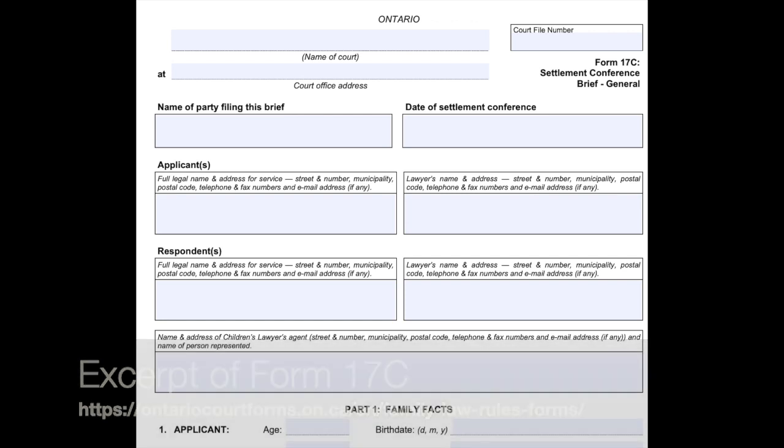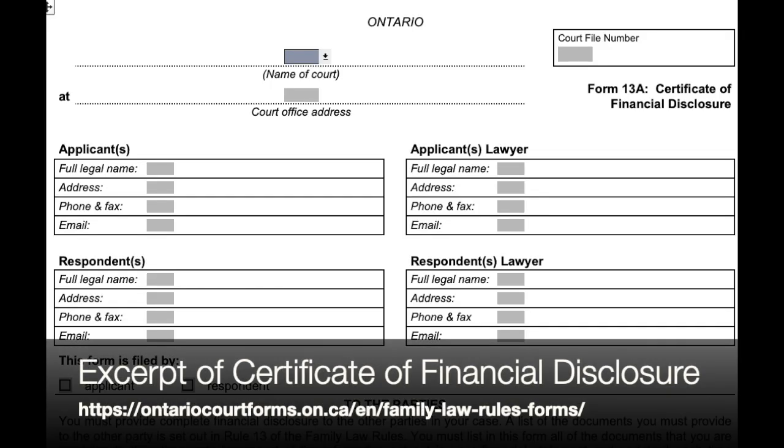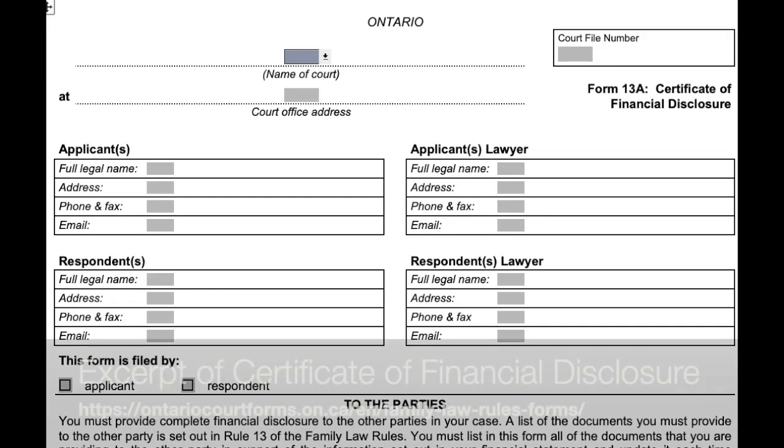Additionally, what you need to do for a settlement conference is file a certificate of financial disclosure. So this whole thing about financial disclosure becomes very, very important when you're dealing with support and property issues. If those are issues in your case, you will actually have to serve and file a certificate of financial disclosure on the other side, which confirms saying, I have provided you with the following financial documents. And that gets filed with the court. And then the other side can either agree or disagree about whether in fact those documents were produced or not.